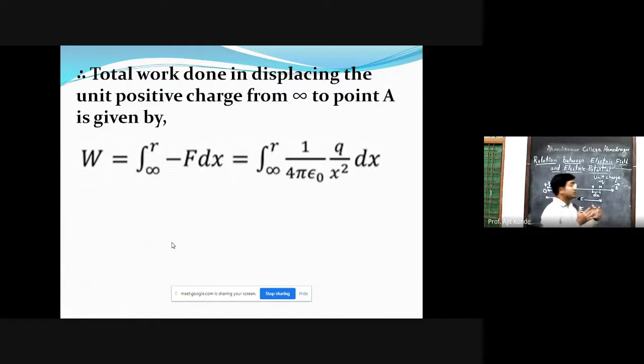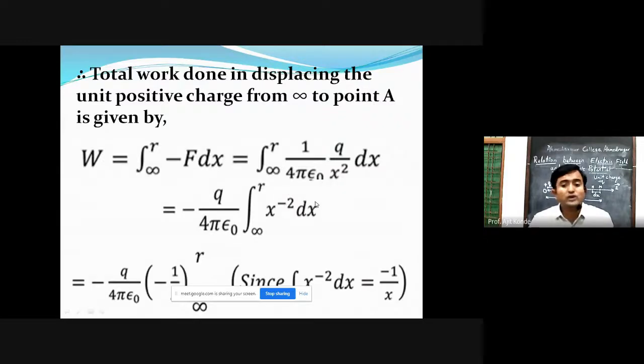Now we have to find the total work done to move a unit positive charge from infinity, which will be treated as point M now, to point A. What is the distance between O and A? That is r, which we have seen in the previous diagram. Now, since we are finding the total work done to move a unit positive charge, we have to use integration. Integration runs from infinity to r of minus F dx, because we are bringing the unit positive charge from infinity to point A, is equal to integration from infinity to r of 1 upon 4 pi epsilon naught Q upon x square dx.